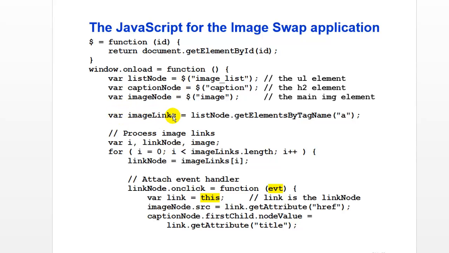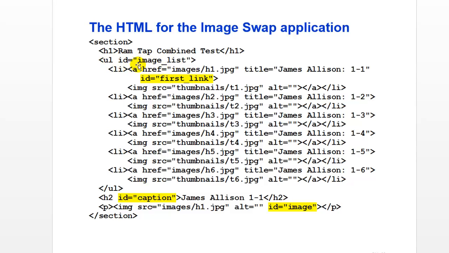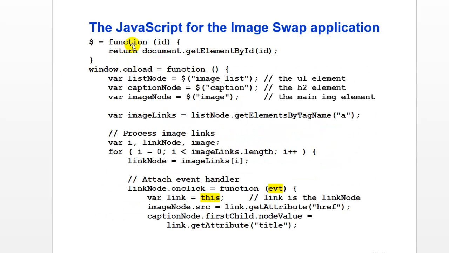Then you set var image links equal to list node, which is our image list, dot get elements by tag name. So any anchor tag that lives inside of the list node, which is the UL element. So if we look back here, any anchor tags that live inside of this guy named image list, so that one, that one, that one, that one, that one, and that one, all of these are elements, and they are loaded into memory into this image link right here. And then we loop through them, and basically they're attaching event handlers to each one.